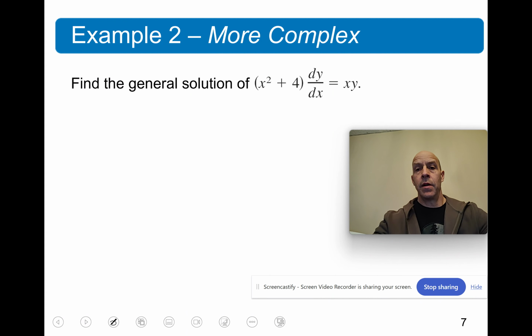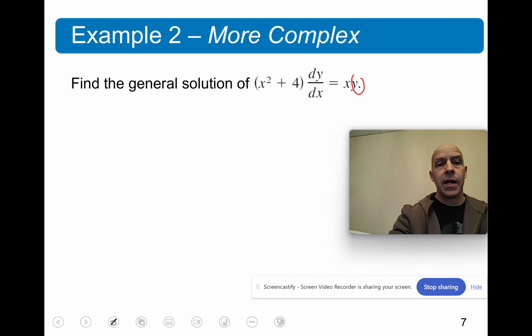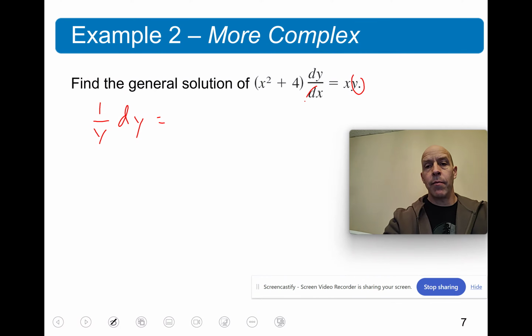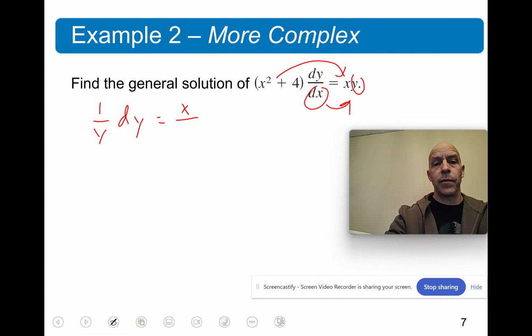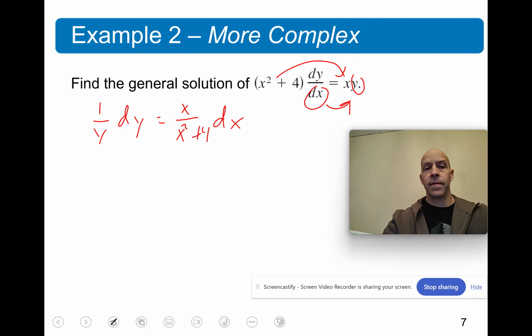Okay, the next one. Again, we've got a mix of x's and y's on both sides, so we're going to do what we can. I usually like to get the y's to the left. So this y right here, to get it to the left, I'm going to have to divide it. So that's going to become 1 over y dy. And then I want to multiply that dx to get it on the other side, but then I have to divide the x squared plus 4 since it's a times. So, follow me here. You're going to be left with the x on the right-hand side on the top, and then the bottom, you're going to have that x squared plus 4, and then dx.